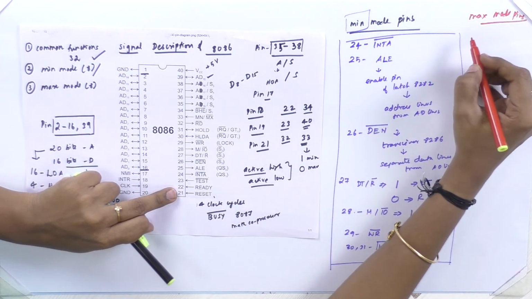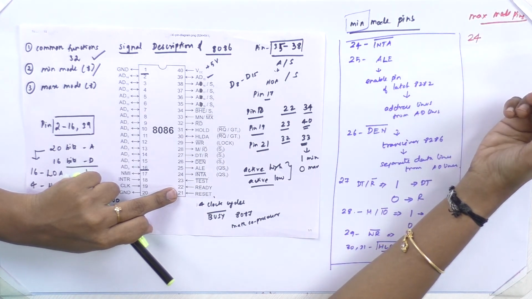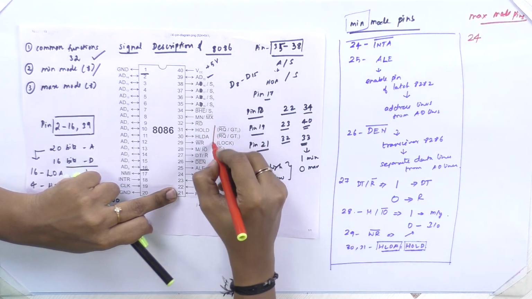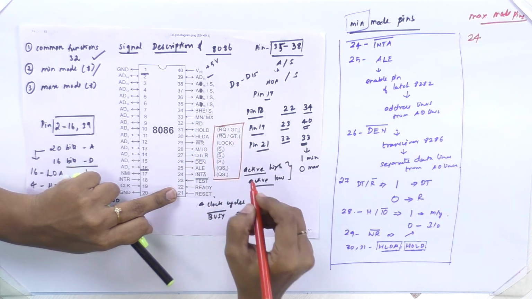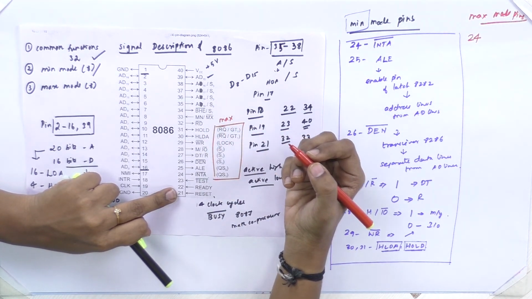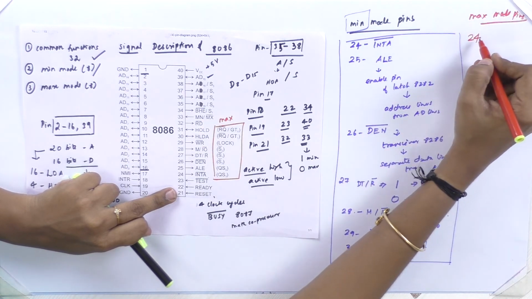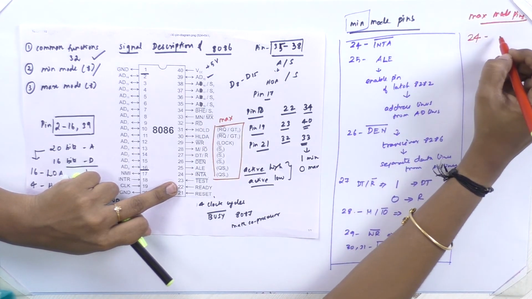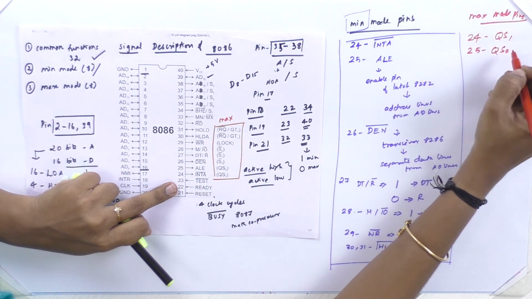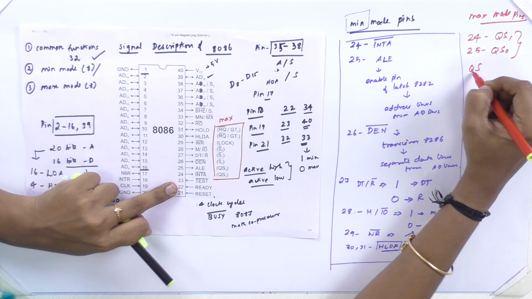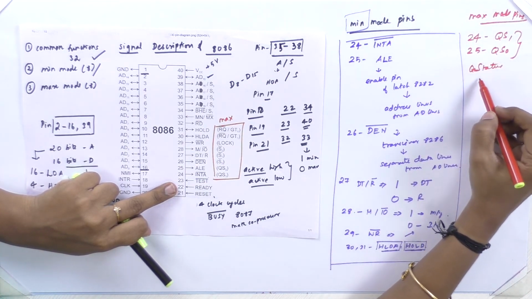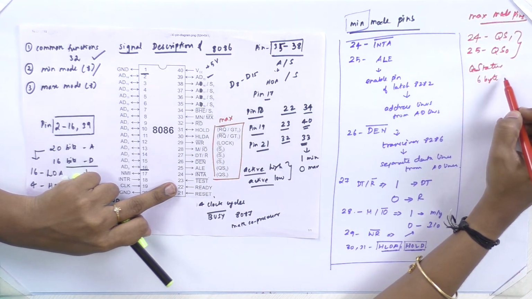So pin number 24, when the 8086 works in maximum mode. These are all the pins that execute special functions when the 8086 works in maximum mode. Pin number 24 is called QS1 and pin 25 is called QS0. This refers to Q status, that is, the status of the 6-byte long instruction queue.